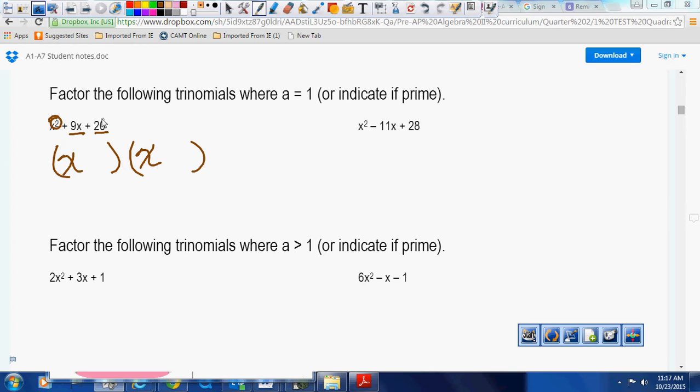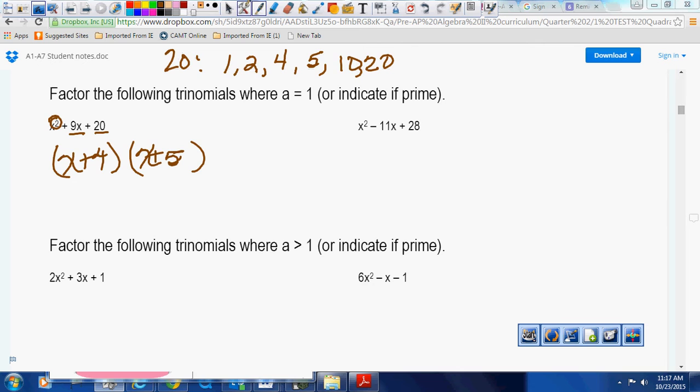So when I start listing my factors of 20, I know I would have a 1 and a 20, a 2 and a 10, and then I would have a 4 and a 5. And the only two that I can combine to get a 9 would be the 4 and the 5. And because they're both positive, this would both be positive.